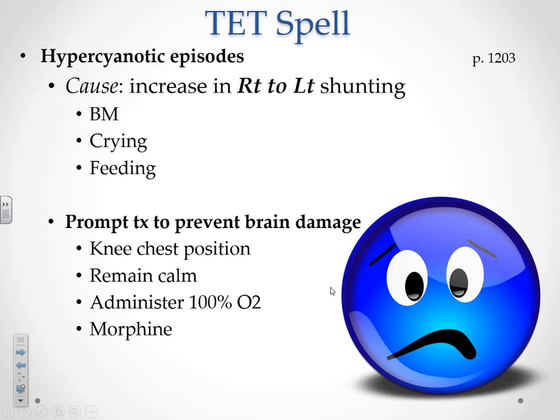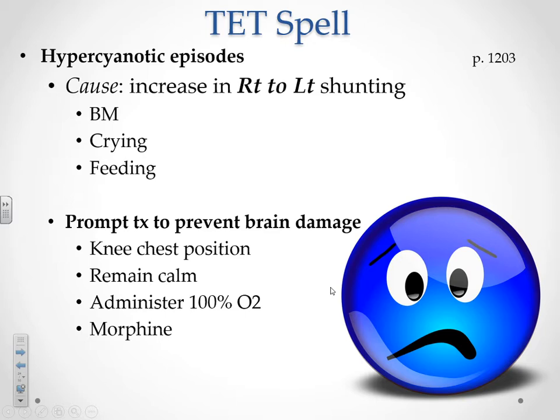There are a few ways we can do that, because we want to equal things out. We want to increase the pressure on the left side so that we can push some of that unoxygenated blood back over and decrease the amount of unoxygenated blood coming this way, because it's going in the path of least resistance. If we increase the resistance on the left side, then it can't push as much unoxygenated blood over to it. Y'all with me? So one way we do that is we put the baby in a knee chest position.